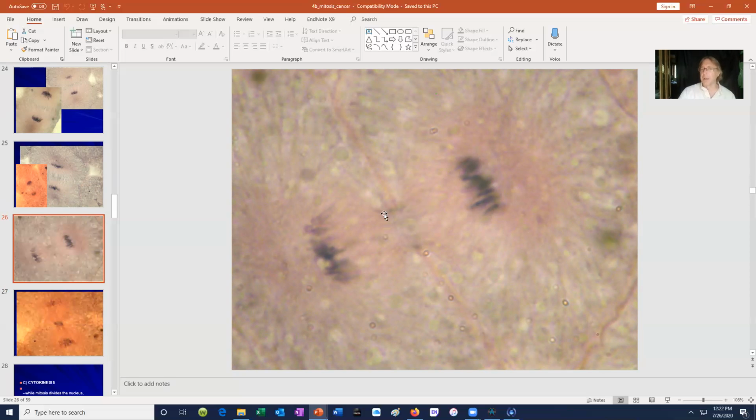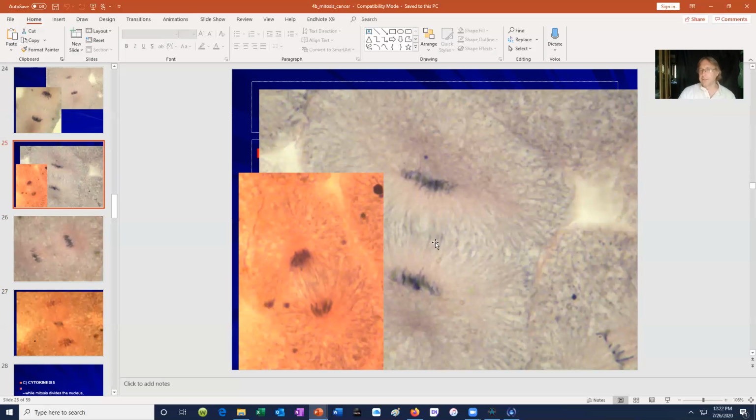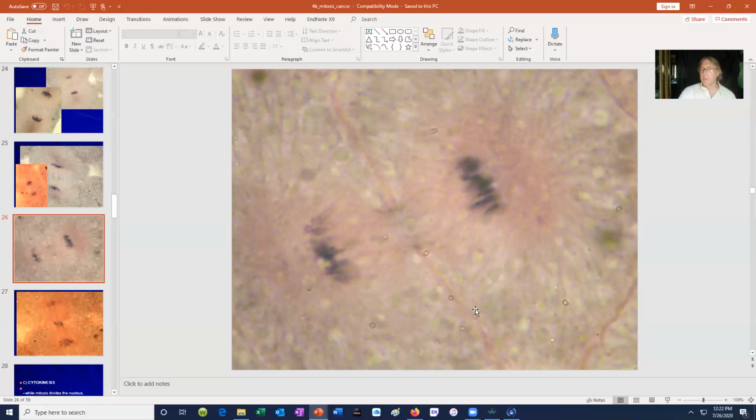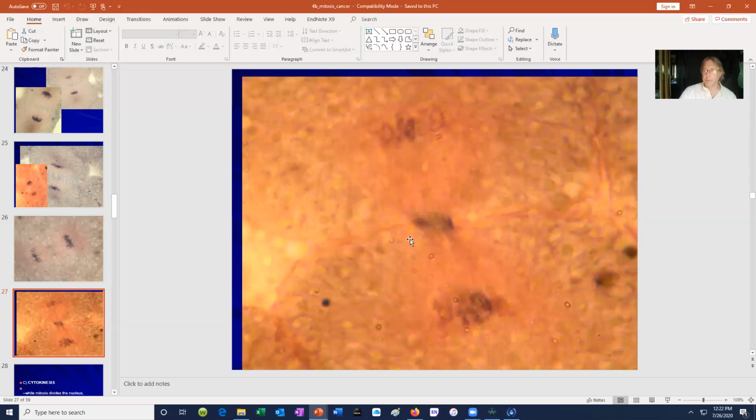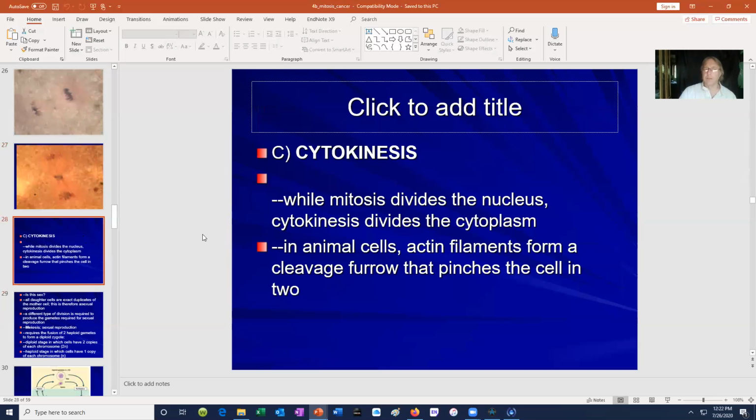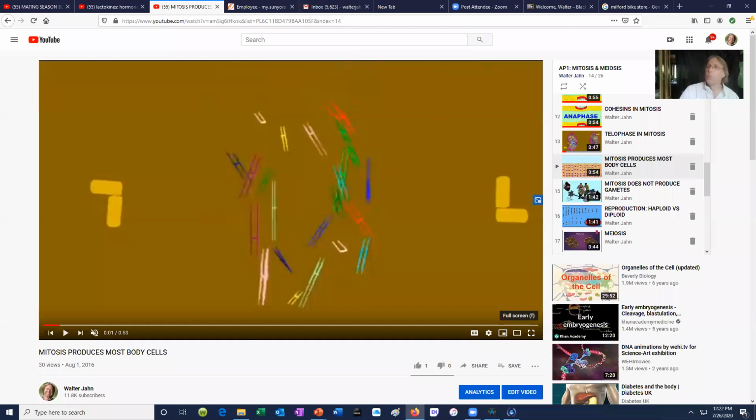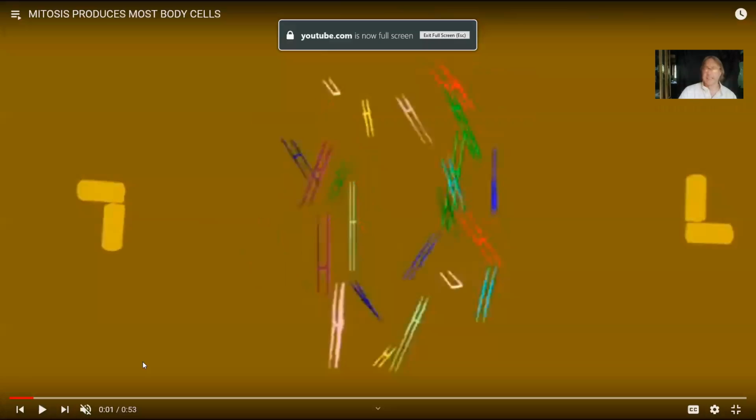So notice there's still some connecting. So here we're just starting to form a cleavage furrow here, but the cytoplasm is still linked. Here we've mostly separated the cells, but there's still some adjoining material here. And here we're finally separating the cells. So the division of the cytoplasm is called cytokinesis.